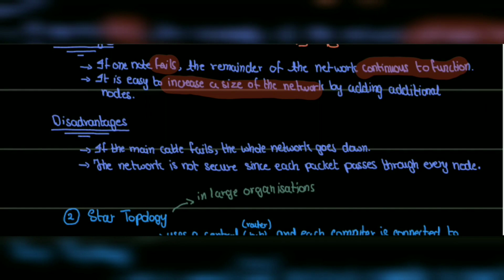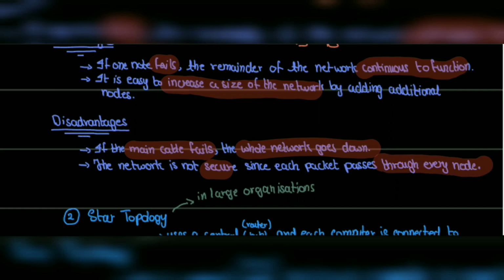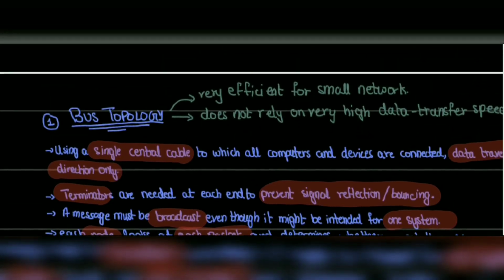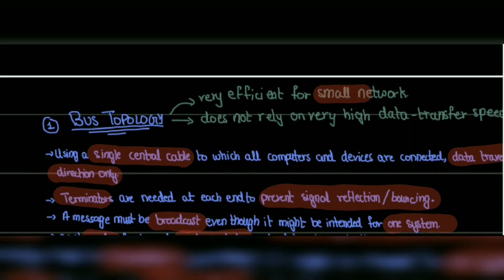And what are the disadvantages? If the main cable fails, the whole network goes down. The network is not secure since each packet passes through every node. What I'm saying is broadcasting. That's the biggest disadvantage. It is very efficient for small networks and does not rely on very high data transfer speed.